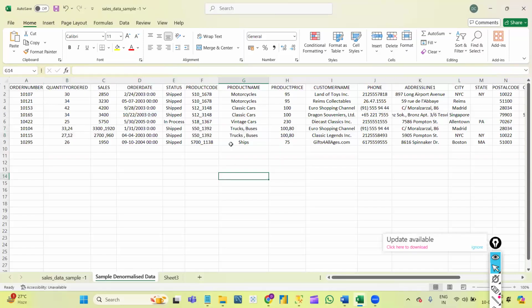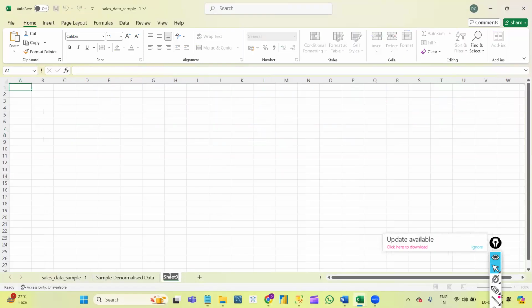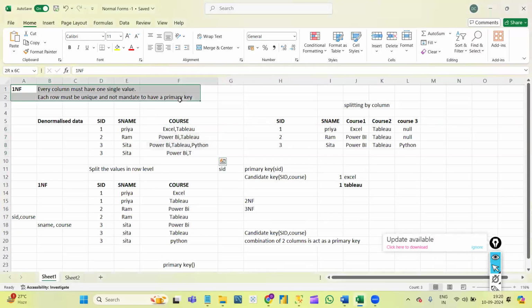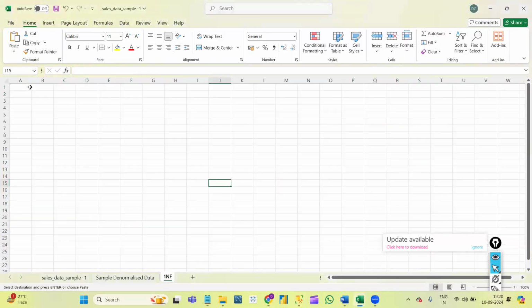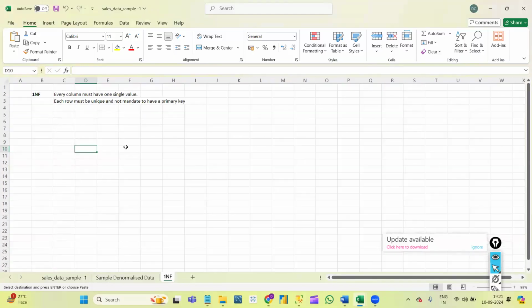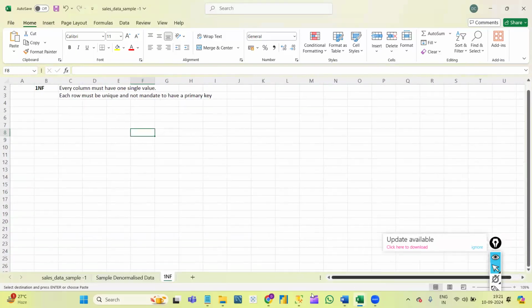Now first we need to convert this into 1NF. Let me rename this as 1NF. Just to save our time, yesterday we wrote the 1NF rules. This is our 1NF rules. Can my words be visible to you? Yes, ma'am. Okay, 1NF means these 2 points: every column must have one single value and rows must be unique, with no need of a primary key.